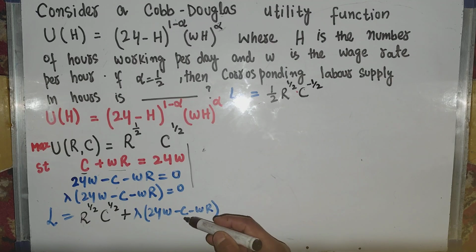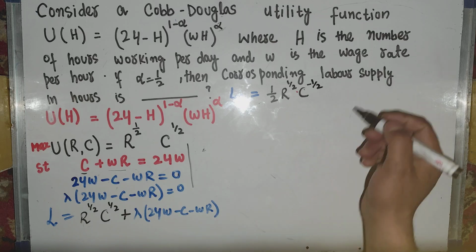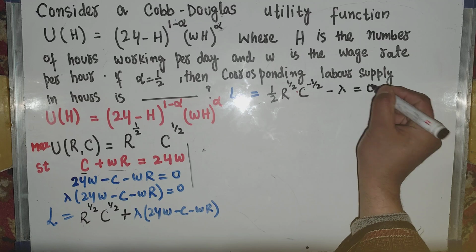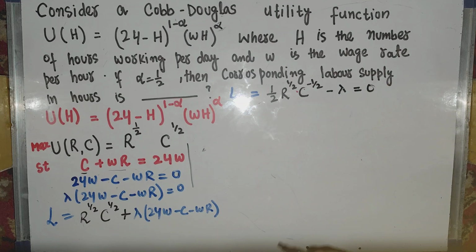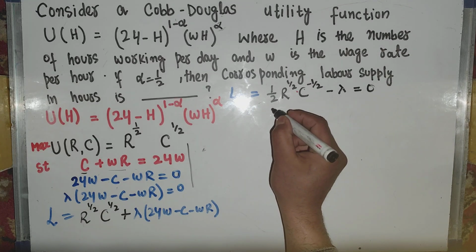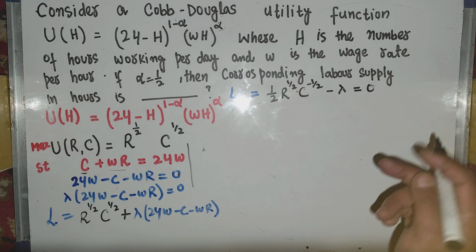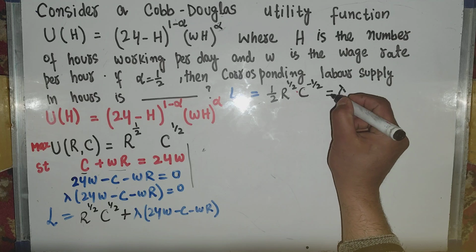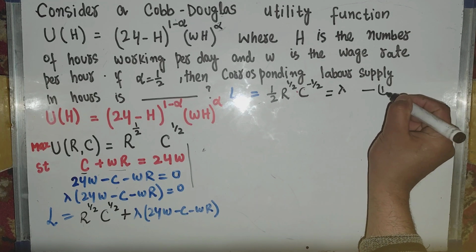Then the derivative of C is minus 1, so minus 1 times lambda is minus lambda, which should be equal to 0. Solving further, if I transpose it here, it becomes positive. So this is equation first.